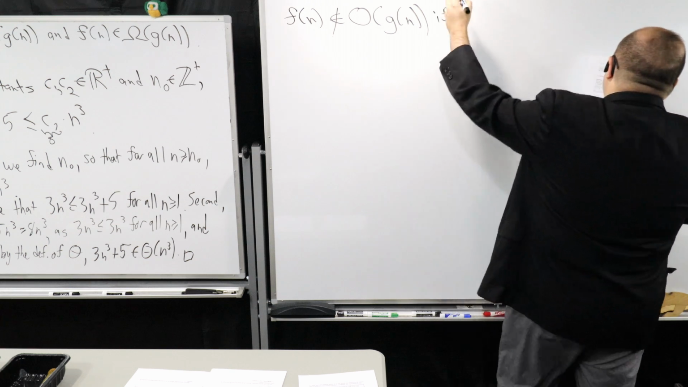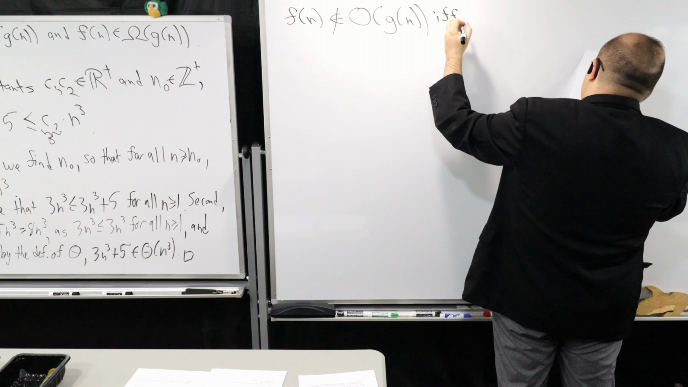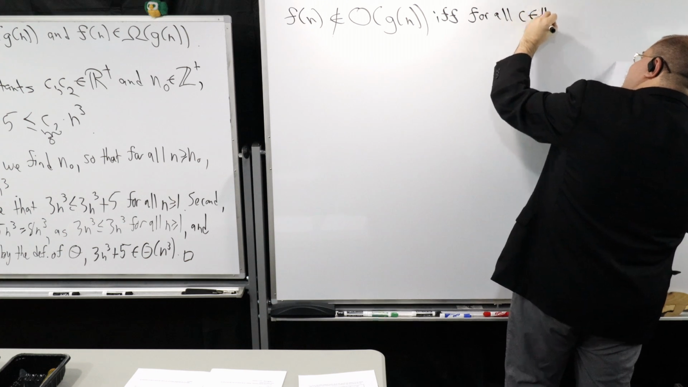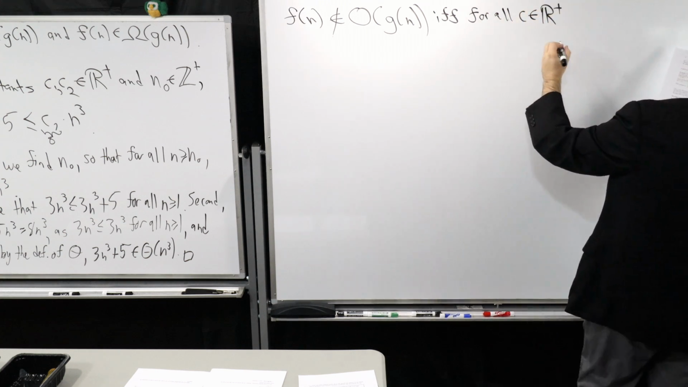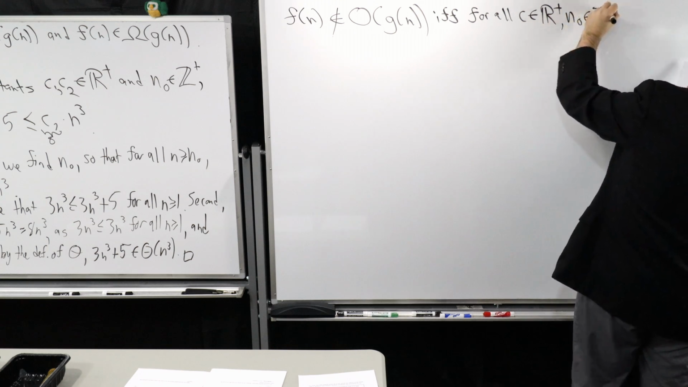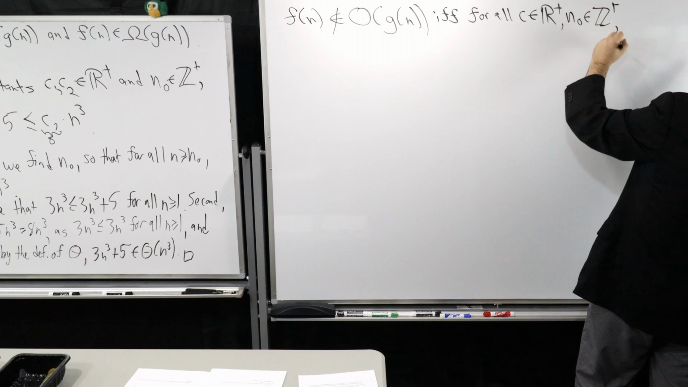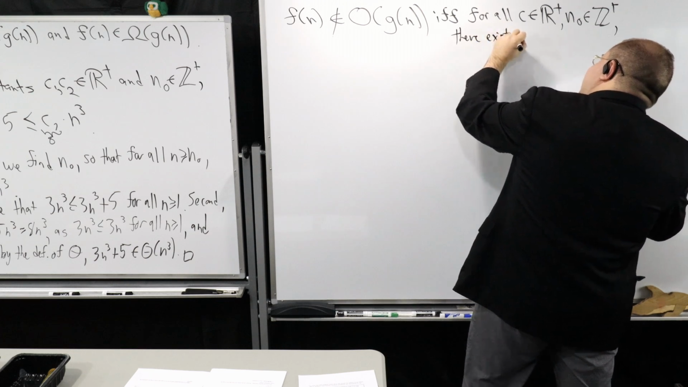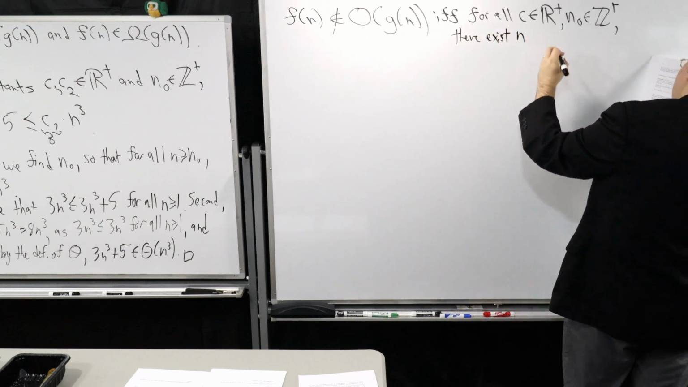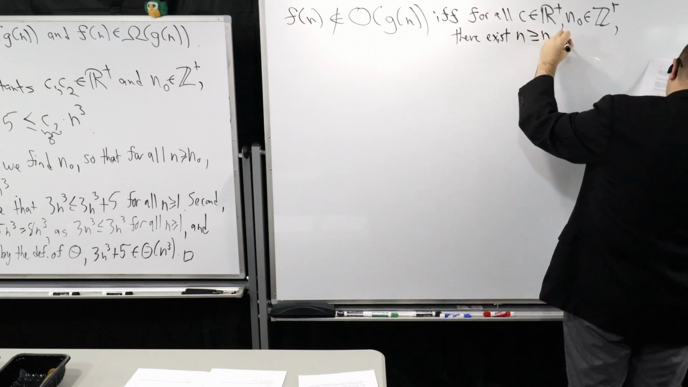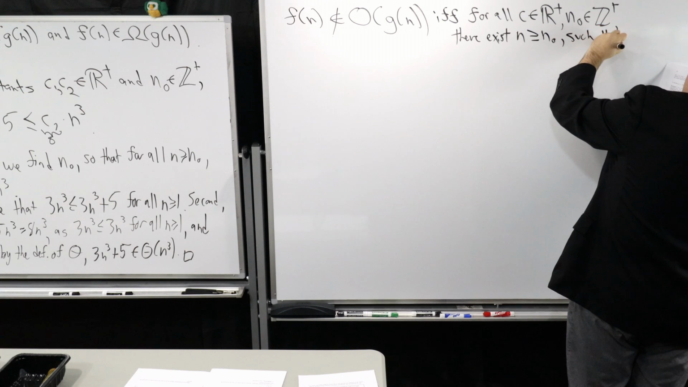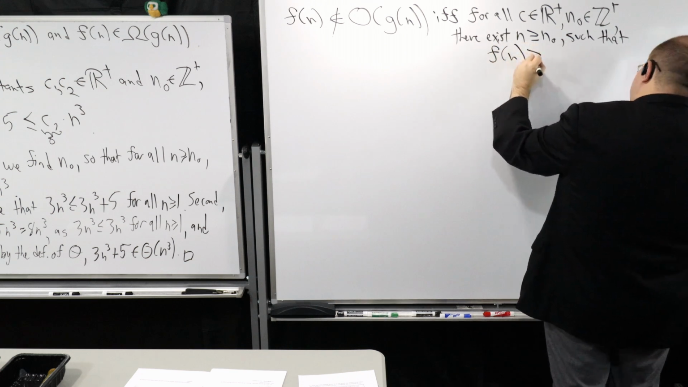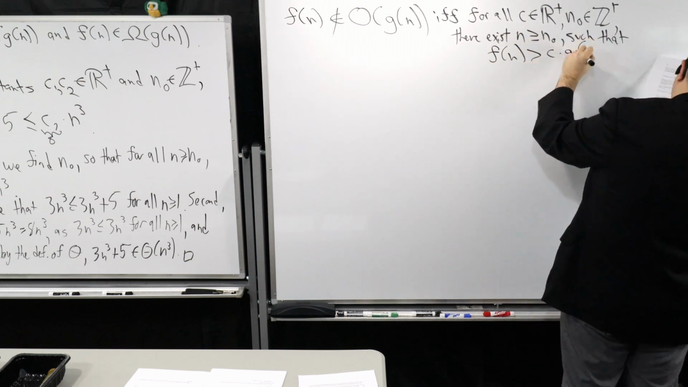I'm just going to write that out a little bit more formally here. I'm saying if and only if for all C, which are positive reals, and N0, which is a positive integer, there exists n greater or equal to N0 such that, and I'm just going to flip the logic of the inequality, F of n is strictly bigger than C times G of n.